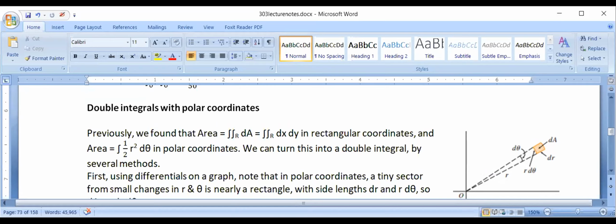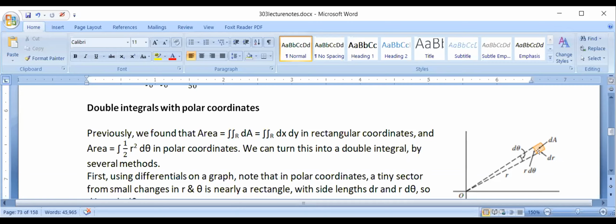One way, the way I like, is to use differentials. So in polar coordinates, we can make a tiny little sector. How can we do that? We can think about what happens when you have a small change in r and what happens when you have a small change in theta. When you have that, you basically have a tiny little almost rectangle. So what are the dimensions of this almost rectangle?